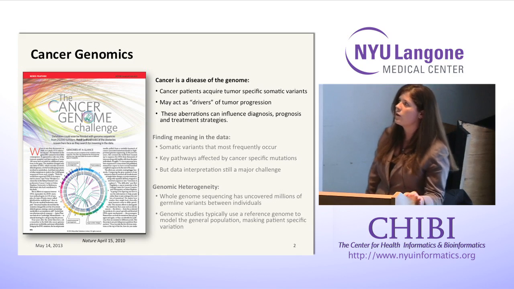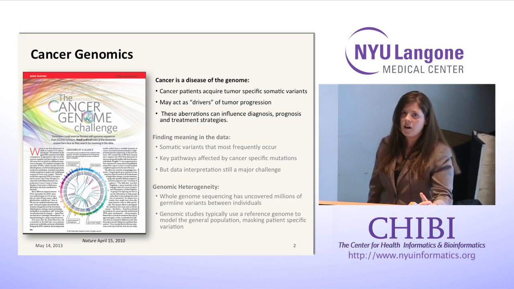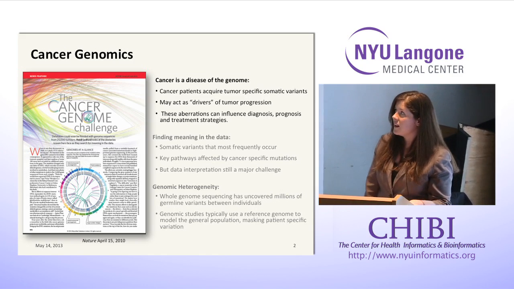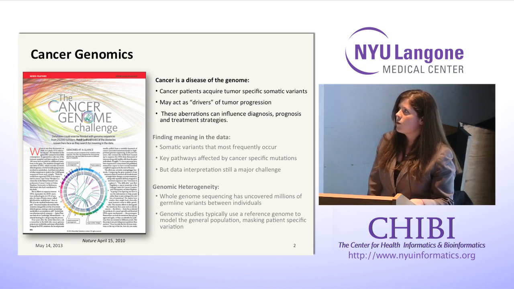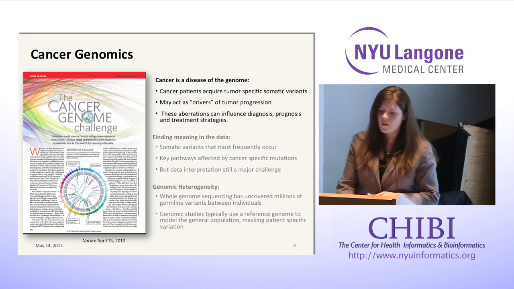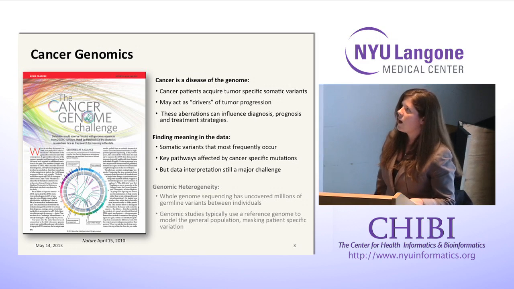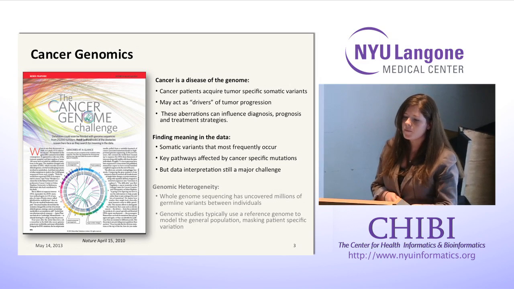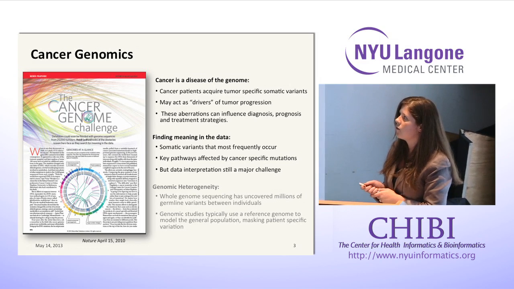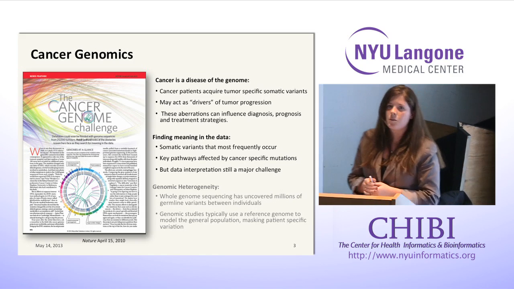For this reason, a lot of groups have focused on identifying and validating these somatic variants in different kinds of cancers. When you do cancer genome sequencing, you have a lot of data, and there's been a lot of discussion about finding the meaning within this data. A lot of people focus on the somatic variants that occur most frequently. Others look at the key pathways that are affected by these mutations. But data interpretation is still a major challenge.